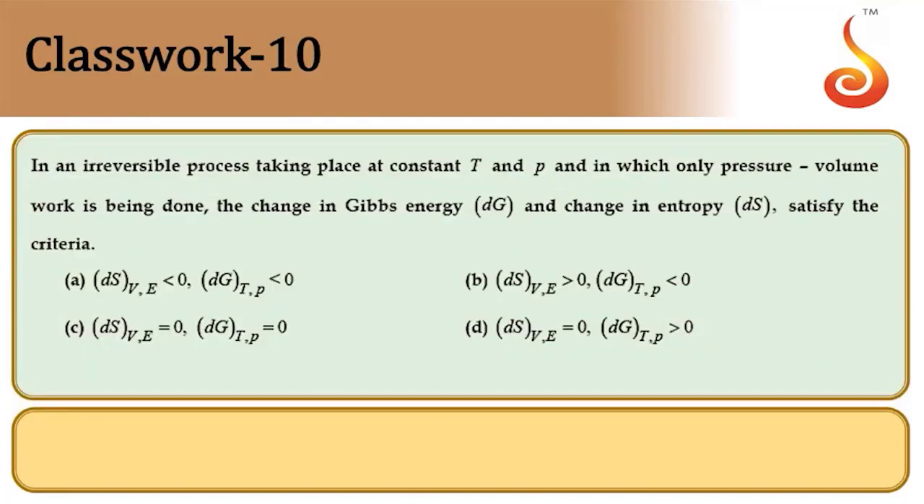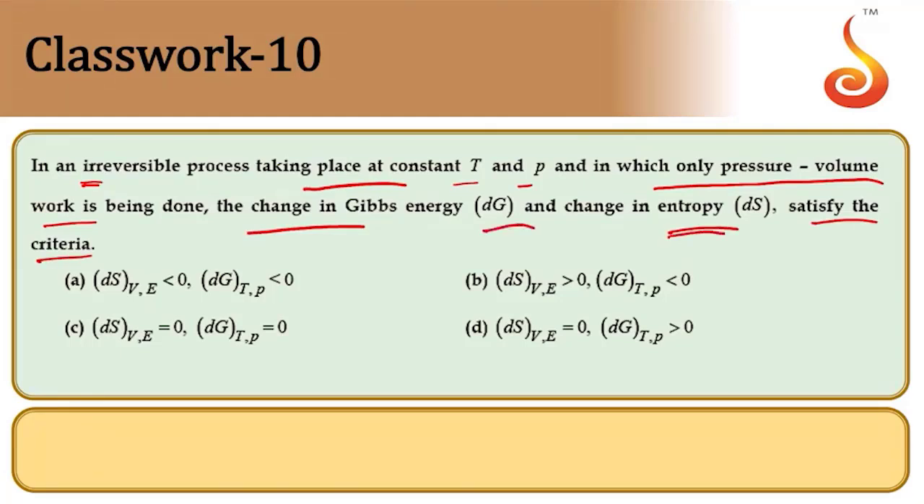Then next one, that is in an irreversible process taking place at a constant temperature and pressure. So T and P are constant here, in which only pressure volume work is being done. The change in Gibbs energy and change in entropy satisfy the criteria. Change in entropy and change in free energy satisfy the criteria.